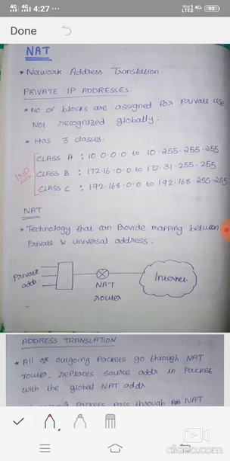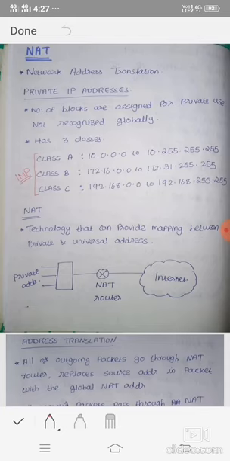Before that, first let's see what a private IP address is. As we know, there are a number of blocks which are assigned for private purposes. These blocks will have private IP addresses, and those addresses will be known only to a particular group of people, and are not recognized globally. These private IP addresses are of three classes: Class A, Class B and Class C.